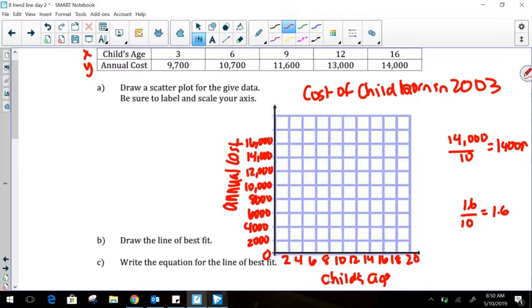All right, so I have my graph scaled and labeled. Now I can plot my points. So my first point here is 3, 9,700, and you'll keep plotting those 5. So let's do that. So you're going to be as accurate as you can with these. 12. You'll see why in just a minute. So 16 and 14. All right, so I have my data points.